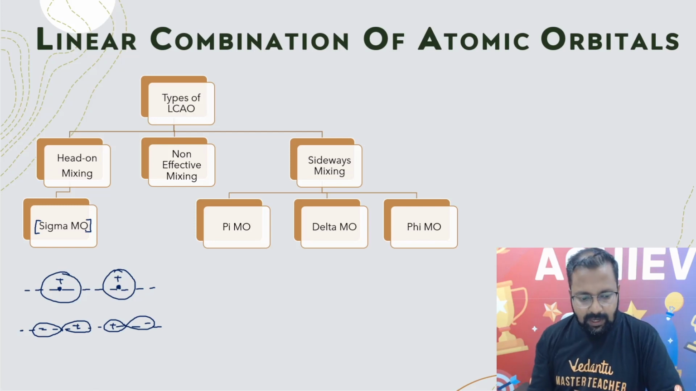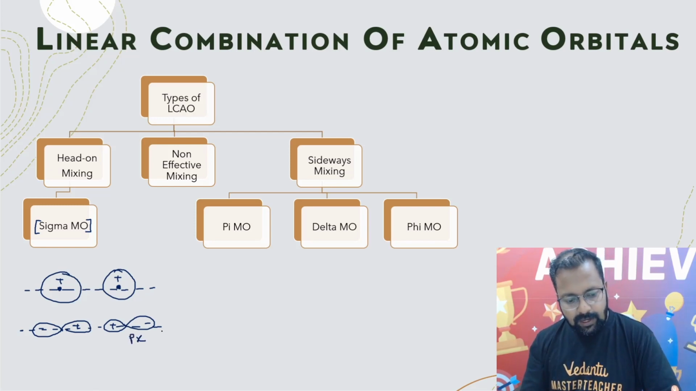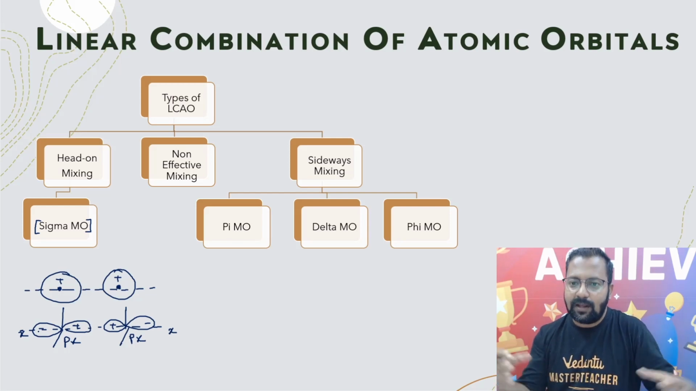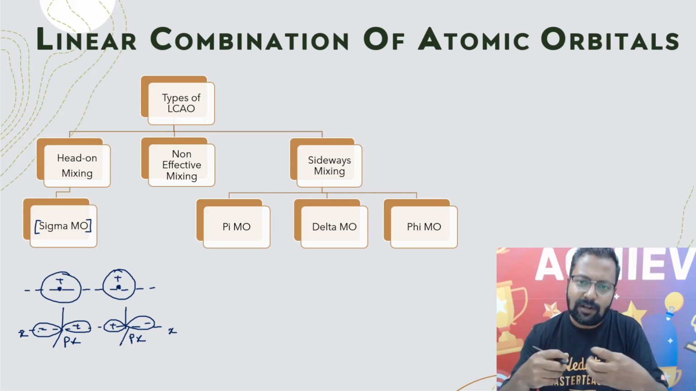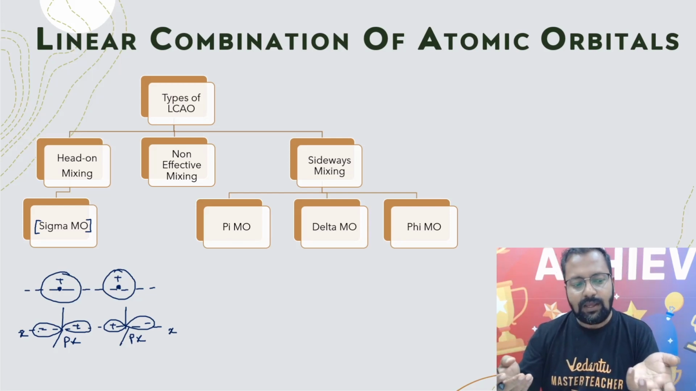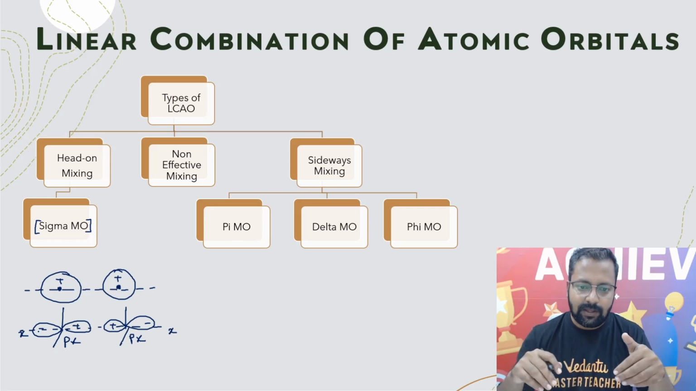Suppose this is px and this is px, and this is the x-axis. px and px approaching each other along the x-axis will always be head-on overlap.